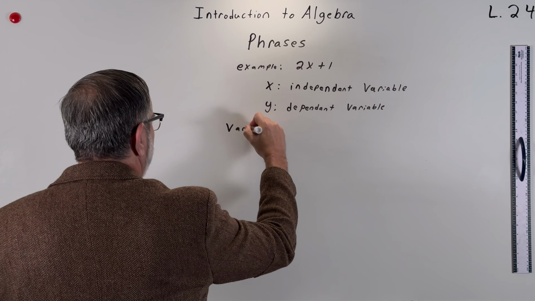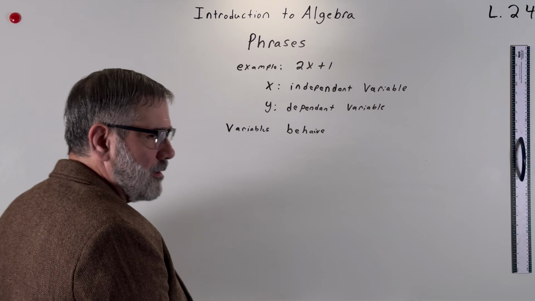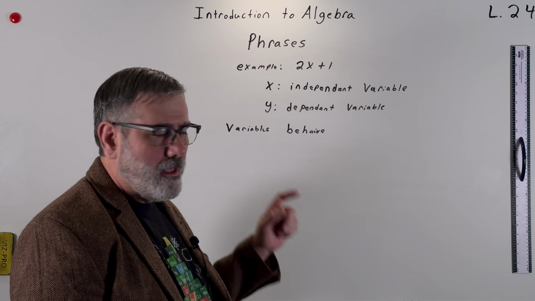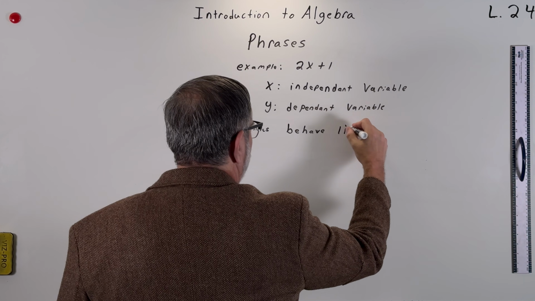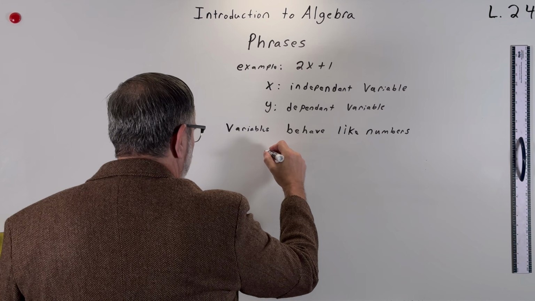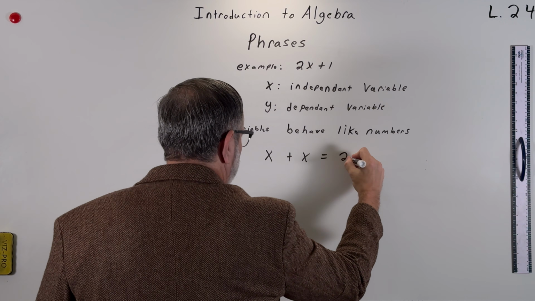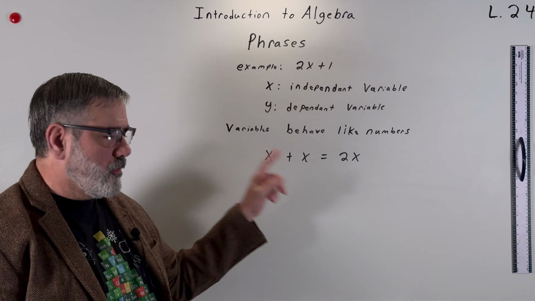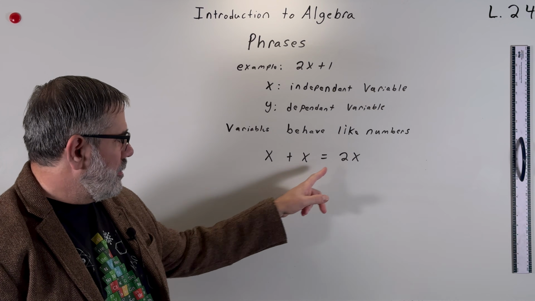Let me just write: variables behave like numbers. I don't know how to spell behave. Does anyone know if that's right? Okay, so: variables behave like numbers. So x plus x is just equal to 2x. Think of x as an apple. If I have one apple and I add it to another apple, how many apples do I have? I have 2 apples. So when you see x, you can think apples. 1 apple plus 1 apple is 2 apples.